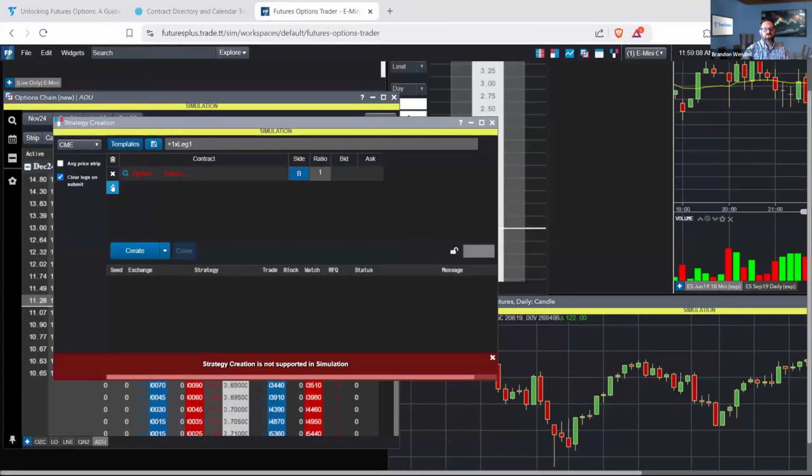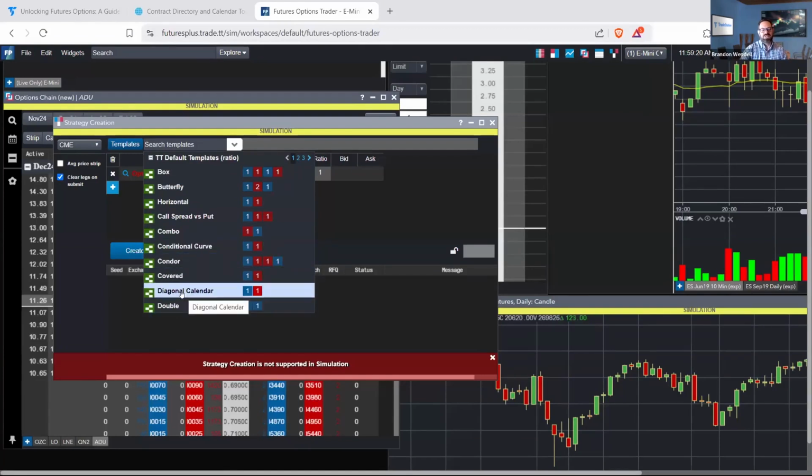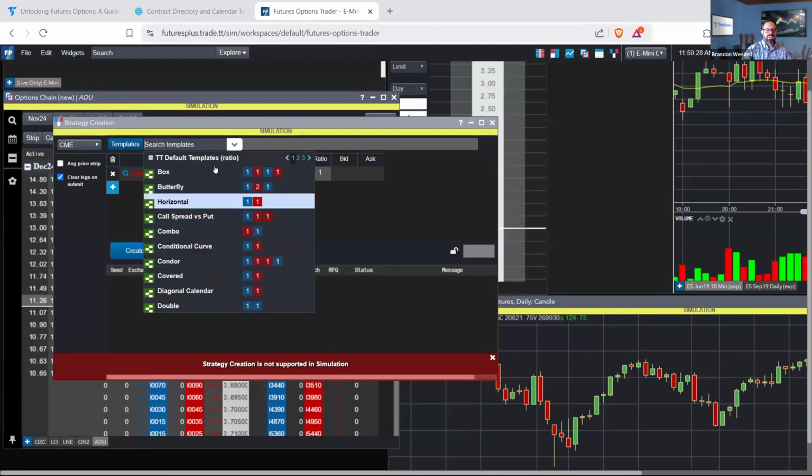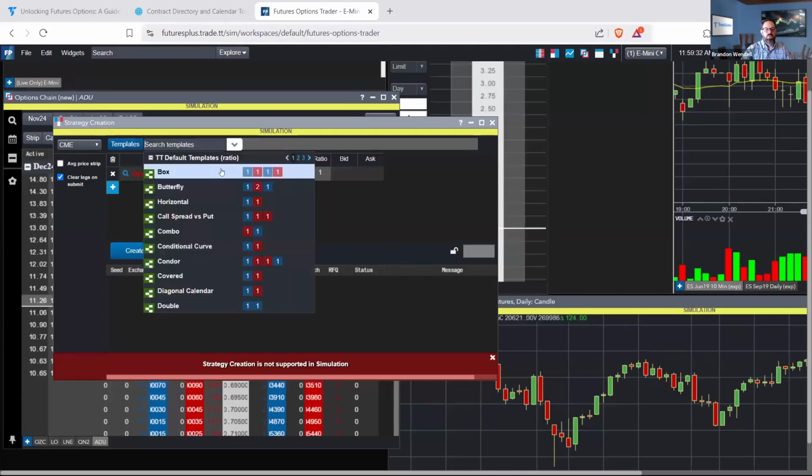You can actually create individual strategies, and there are templates already preset. Butterflies, call spread versus put, condors, double diagonals, or diagonal counter spreads, covered call. That's the poor man's covered call, using basically a diagonal call counter spread. So there's a lot of different trading that's out there. And again, we're going to go through a lot more of this in detail.